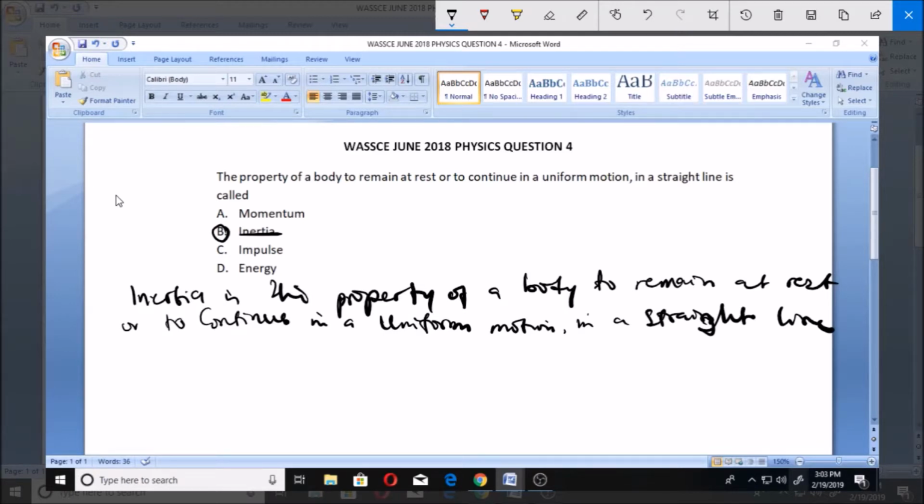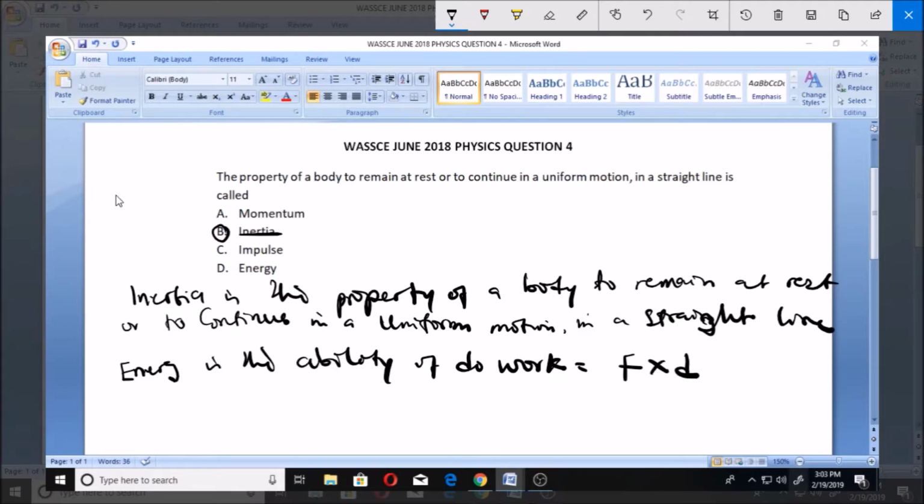Now let's look at other things like energy. Why did we say the answer is not energy? Energy is simply the what? Ability or capacity to do work. Ability of a body or its capacity to do work, and it's actually force taken through a distance.